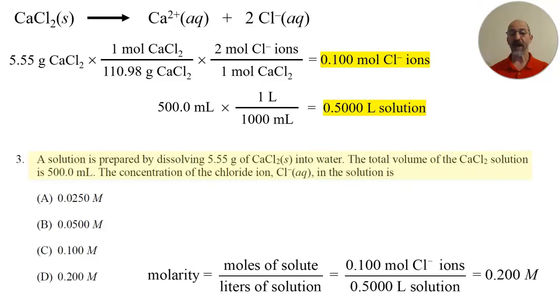Now, when you do that math, you do get the correct answer, which is not choice C, it's actually choice D. But most likely, a student that forgot to multiply by 2 would have picked choice C, and that would have been incorrect. All right, let's go ahead and move on to question 4 in the packet.